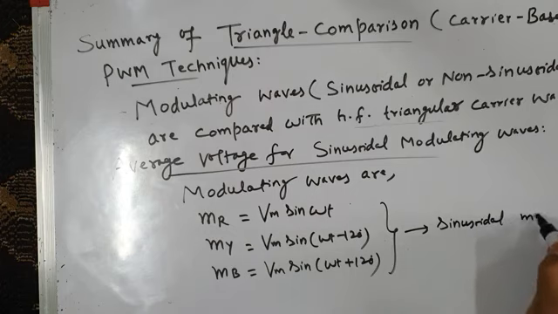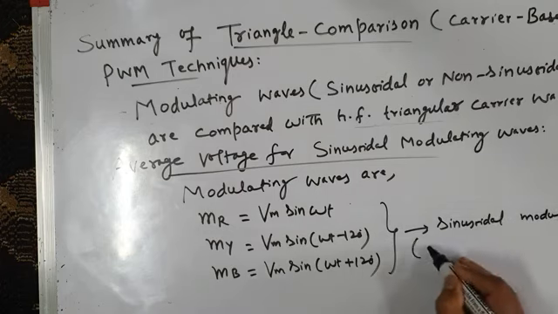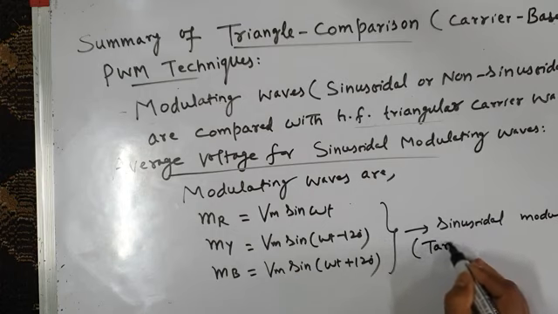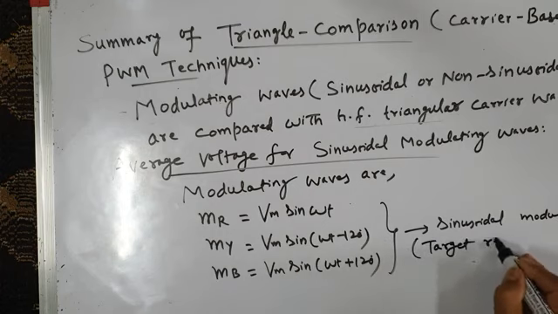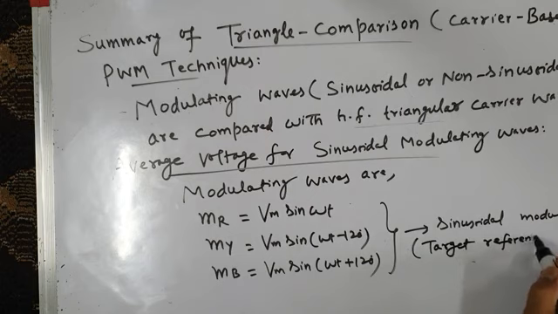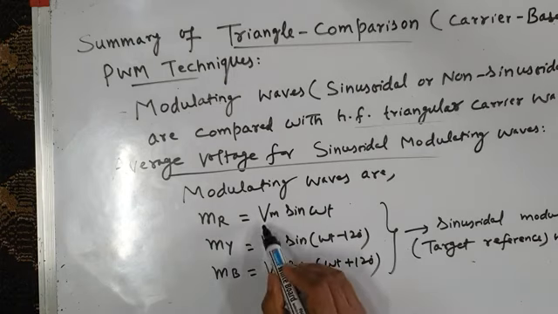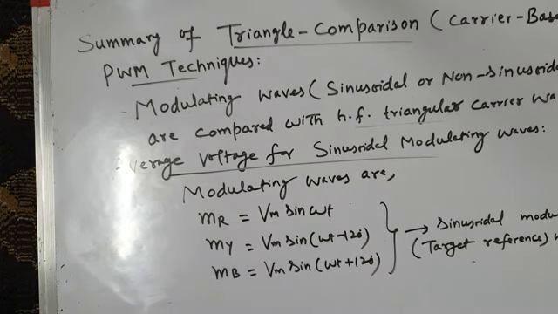Sinusoidal modulating waves are also called target reference waves. You call them modulating waves or target reference waves. They are sinusoidal and their peak value is Vm.